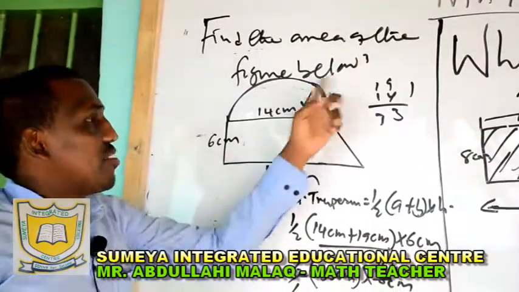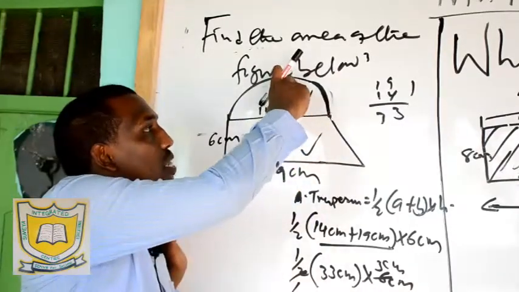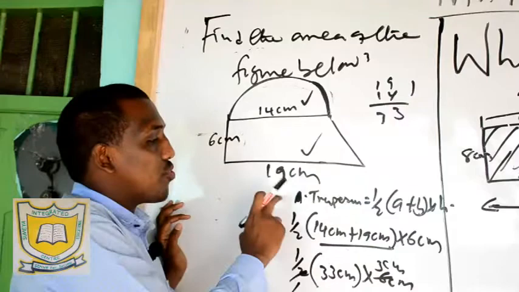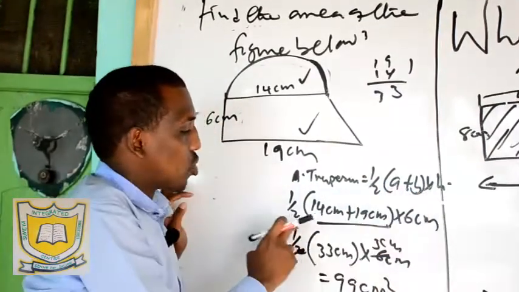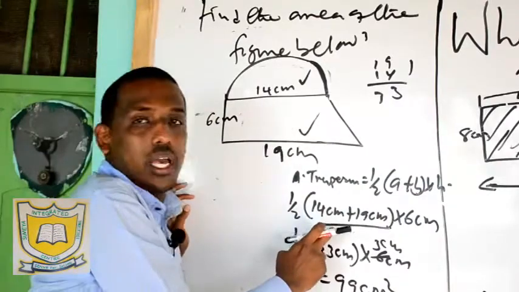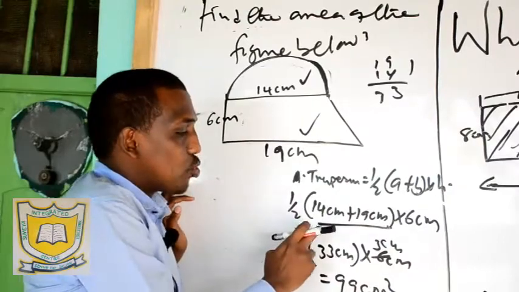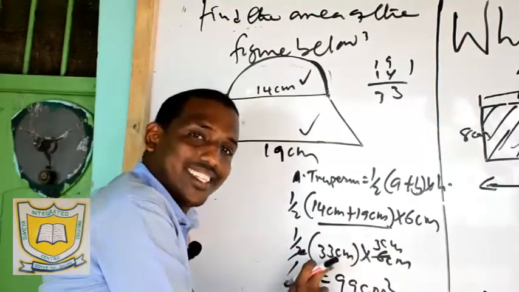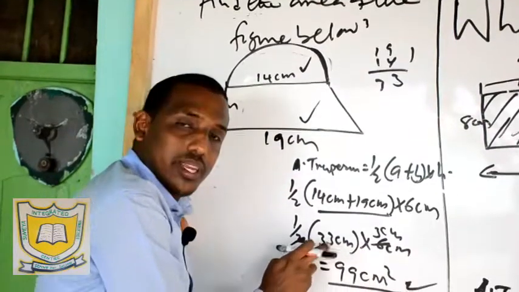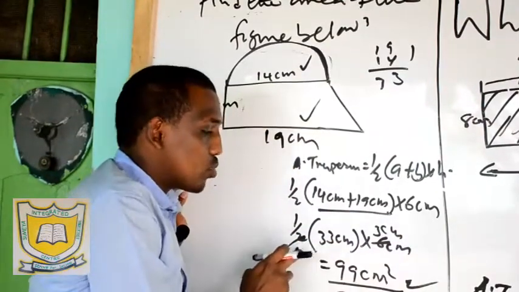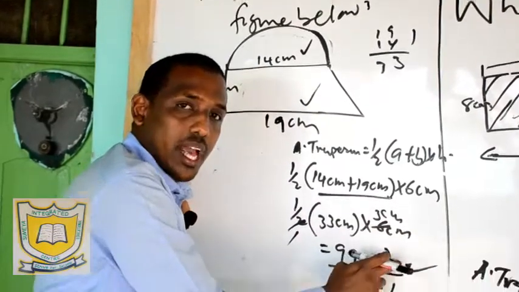Find the area of the figure below. This is a trapezium and a semicircle. You get the upper one and the lower one. So area of trapezium is equal to a half into bracket A plus B times height. So a half into bracket A, which is 14, plus 19 centimeter times height, which is 6. So a half into bracket 14 plus 19 is 33 times height 6. This half cannot be divided by what's inside the bracket, so we proceed to the height. 6 by 2, 1, by 2, 3. 33 times 3, you will get 99 centimeter squared.